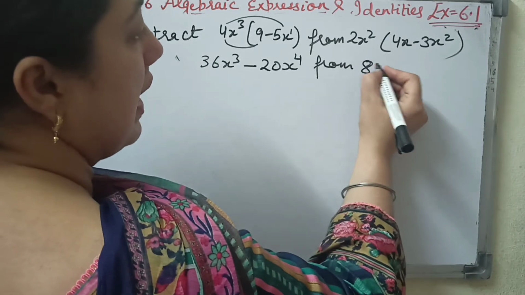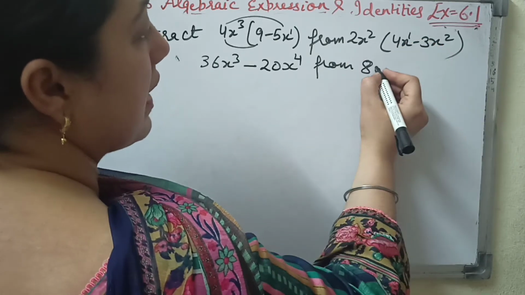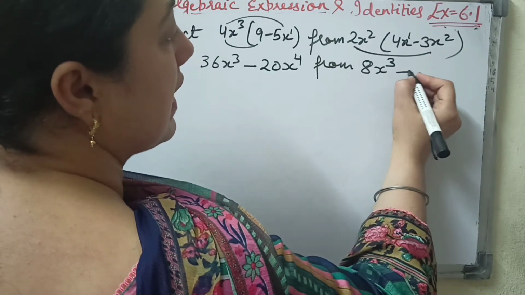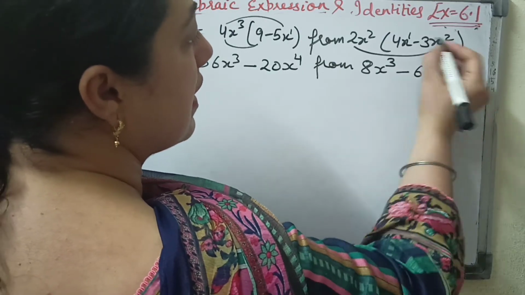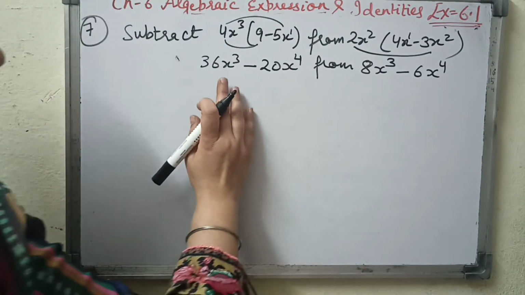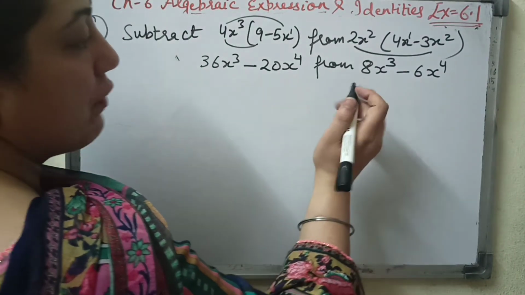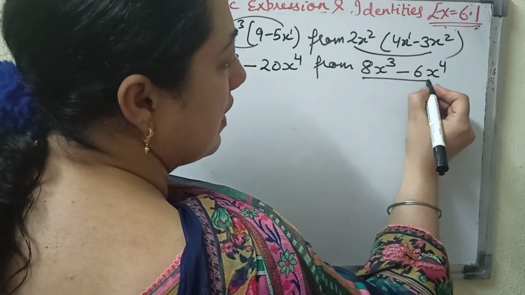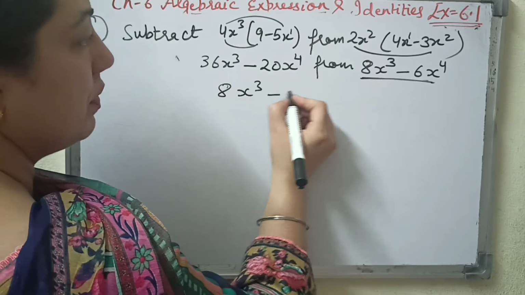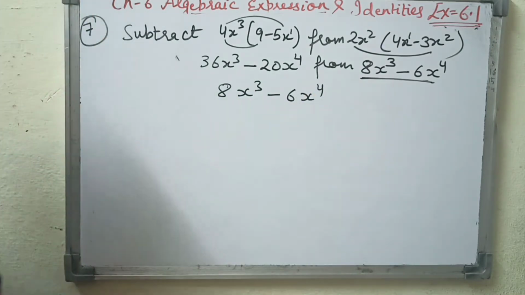2 4s are 8, x square multiplied with x becomes x cube. 2x square multiplied with the minus 3x square, 2 3s are 6, x square into x square is x⁴. Whenever we have to subtract such terms, we have to write the second term first of all. And the second term is 8x cube minus 6x⁴.